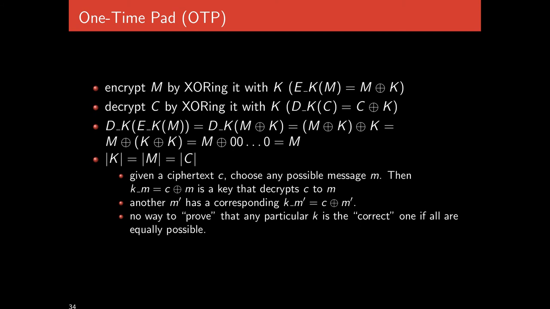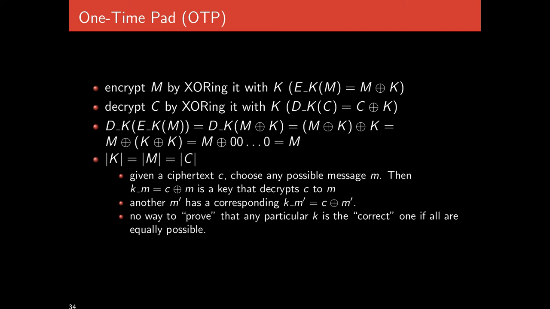So with this, we can actually build an encryption system, which is called the one-time pad. The one-time pad encryption works by taking a message M and XORing it with the key K. So the encryption of a message, E sub K, so we encrypt a message M with the key K, is simply the message XORed with K. So K is a binary string of the same length as M, and we just take it to be random. So it's a random string.